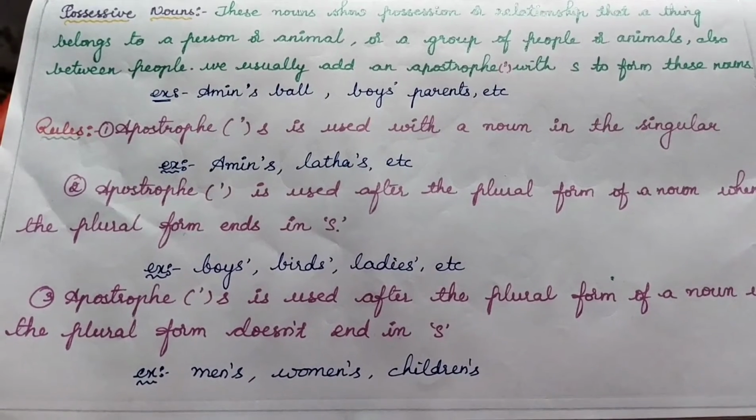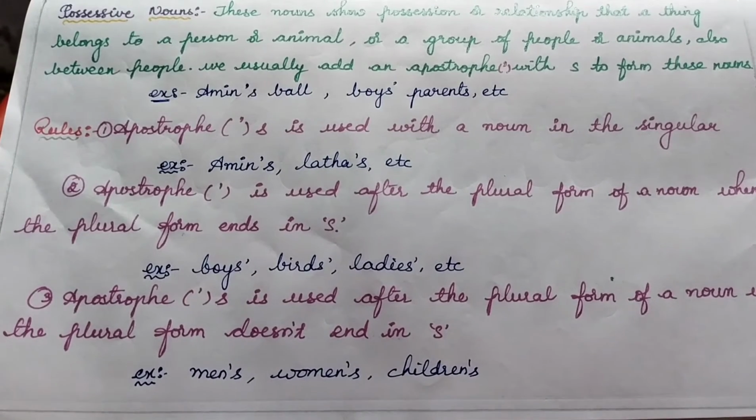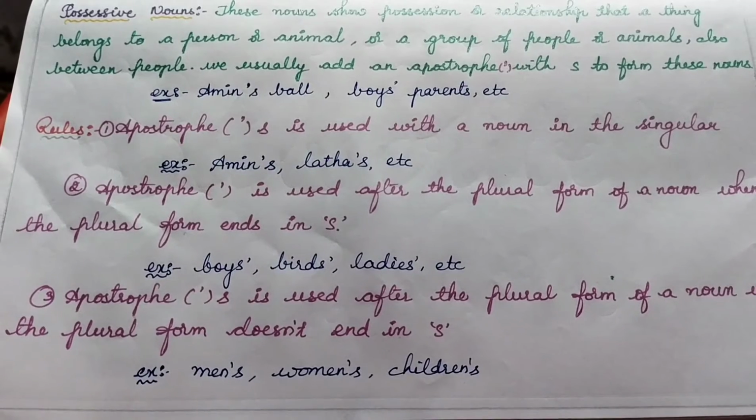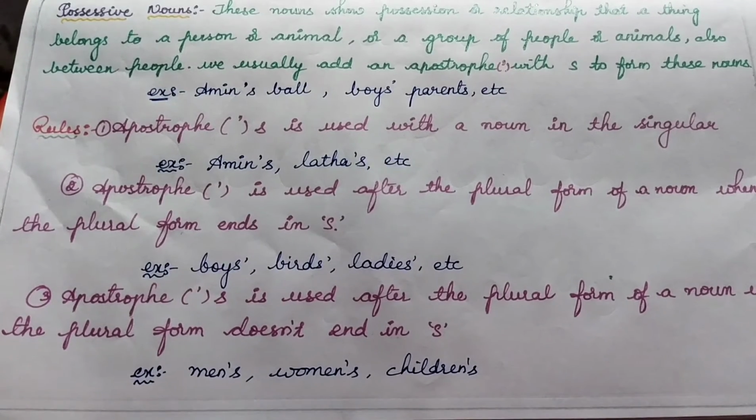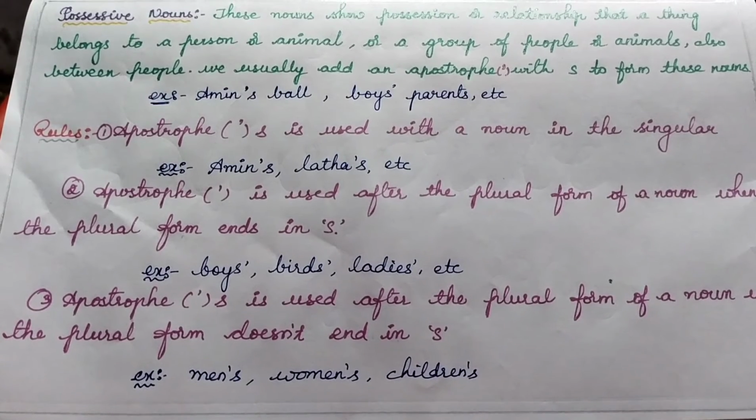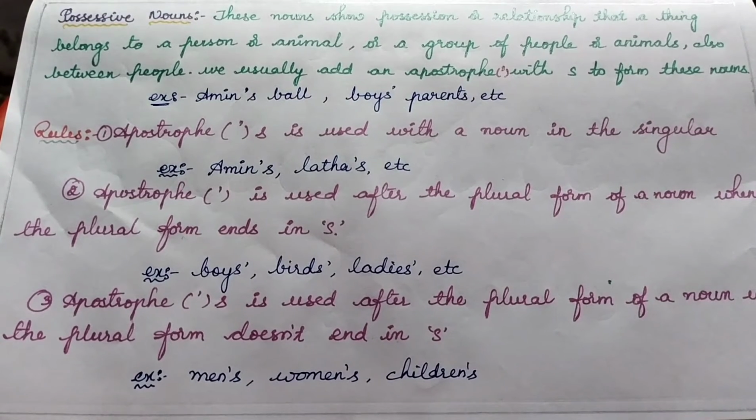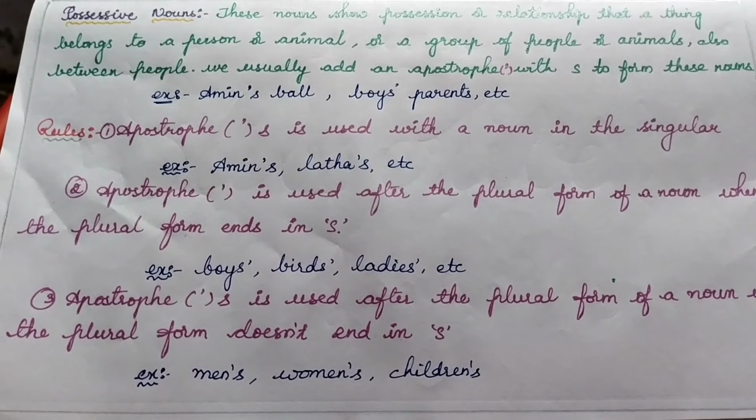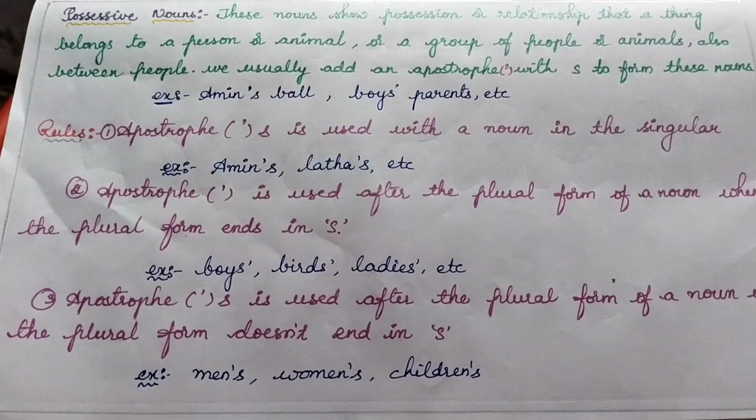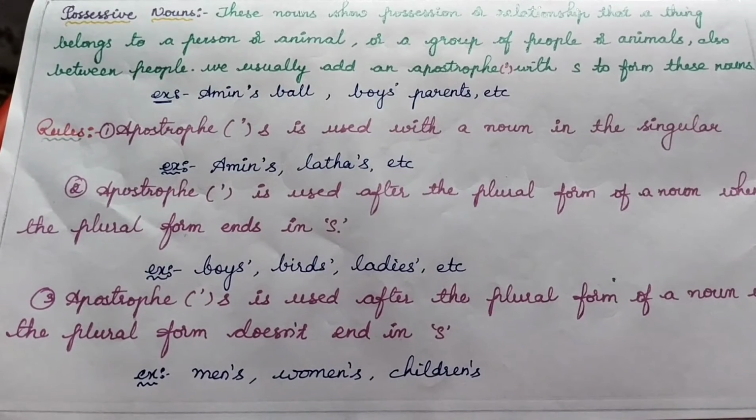Possessive nouns. These nouns show possession or relationship, that a thing belongs to a person or animal or a group of people or animals. Also between people. So they show possession. Possession means ownership. We usually add an apostrophe, so you can see the apostrophe symbol there, with s to form these nouns.